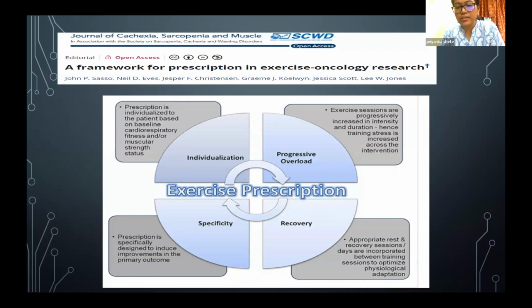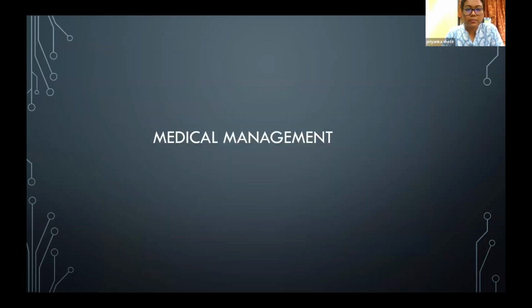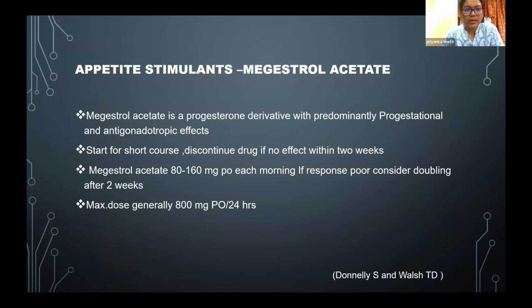Then in progressive overload, the exercise sessions are progressively increased in intensity and duration. Hence, the training stress is increased across the intervention. Then in recovery, appropriate rest and recovery days are incorporated between the training sessions to optimize physiological adaptation. Then in specificity, the prescription is specifically designed to induce improvements in the primary outcome. Now coming to the medical management. In medical management, we first see the appetite stimulants.